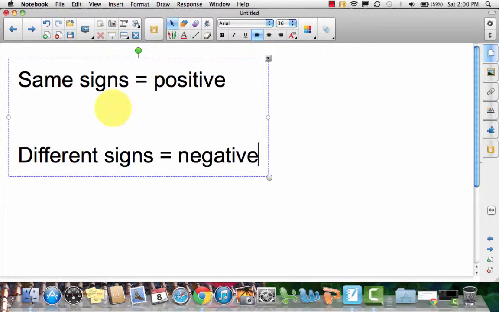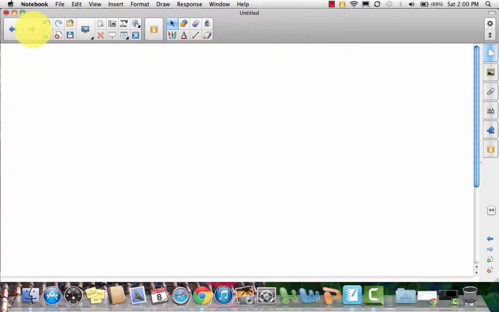And these rules are also going to work when I multiply or divide with fractions or decimals. So if you do not already have these rules memorized, please take a moment, pause the video, and write them down in your notebook so that you have them. We're going to go through a couple of examples. I'm going to start off with some fraction problems.